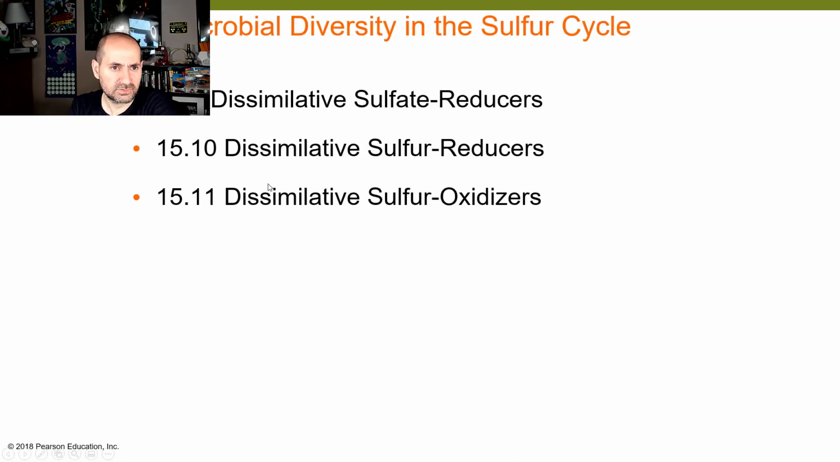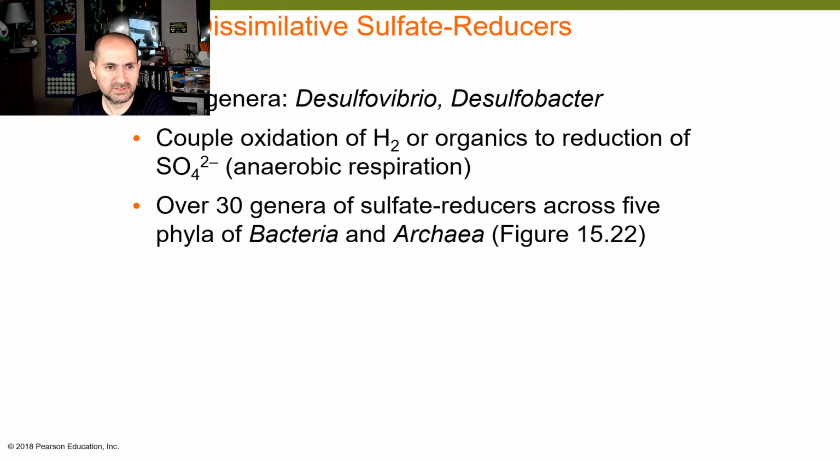Moving on to the sulfate reducers, sulfur reducers, and sulfur oxidizers. Let's talk a little bit about these. Dissimilatory sulfate reducers are interesting because they can couple oxidation of hydrogen or organics to reduction of sulfate. So they breathe sulfate. Does that make sense? They use sulfate as a terminal electron acceptor. That would be an example of anaerobic cellular respiration. They breathe sulfate. That's what's interesting about the sulfate reducers.